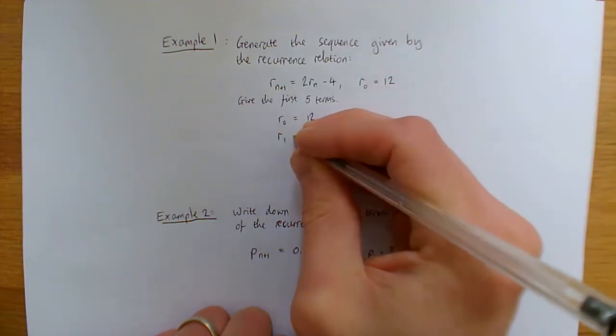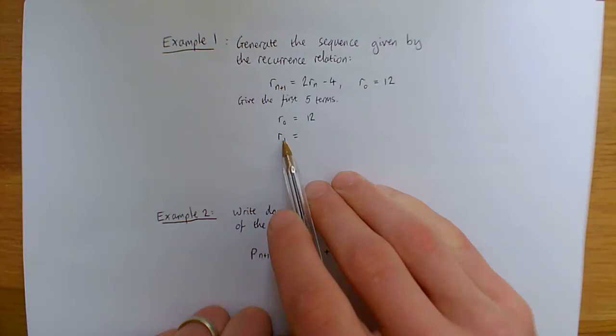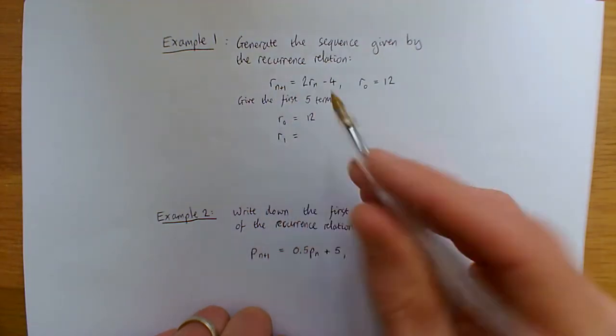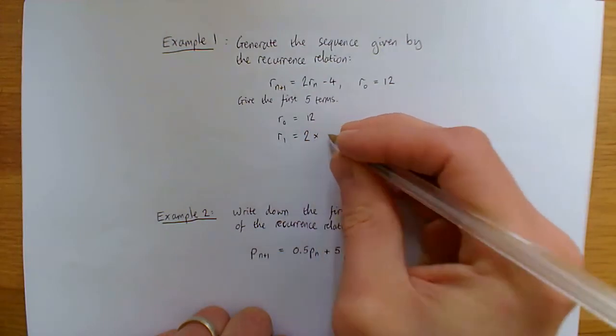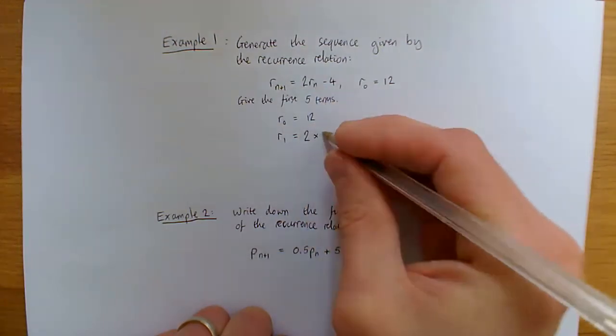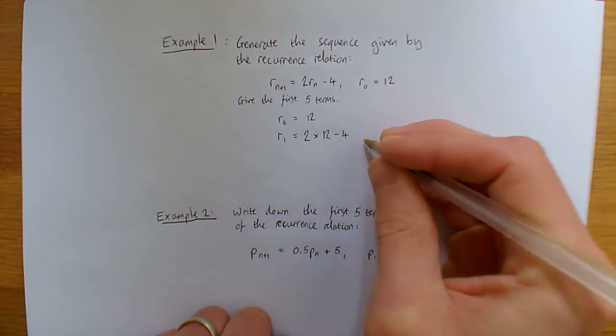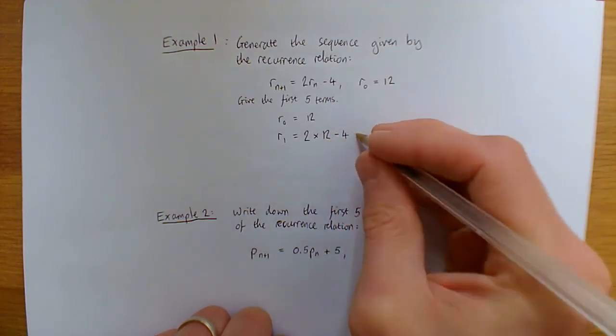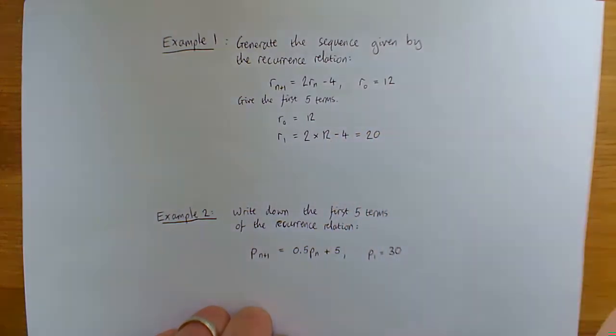So R1 is equal to, well, how do we get R1? Well, R1 is 0 plus 1, so our n is 0. So that's 2 times whatever R0 is, which is 12. Take away 4. 2 12s are 24. Take away 4 is 20.